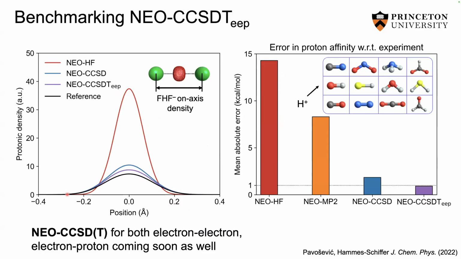Well, we see for the proton density in FHF minus, the purple line here now is with the triples correction, and without the triples correction, just CCSD is the blue line. So we see we're getting even more quantitative accuracy, closer and closer to the grid-based reference calculation. And the same is true for the energetics. We're getting close to chemical accuracy and close to the experimental error threshold for NEO-CCSD. NEO-CCSD TEEP is even lower in error and actually below the threshold for chemical accuracy.